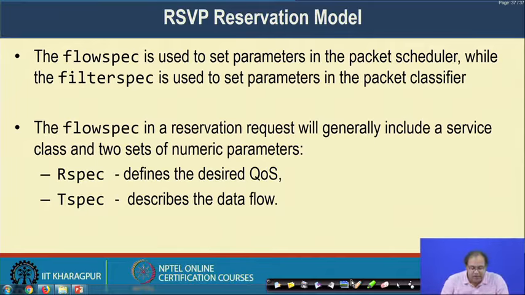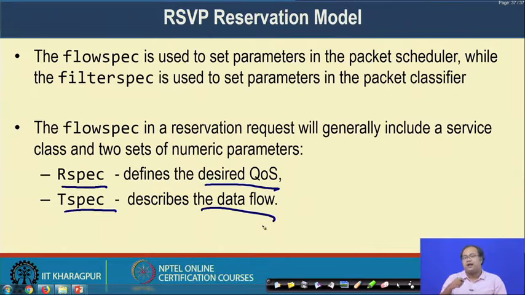Now, this flow spec is a reservation request, and it generally includes a service class and two sets of numeric parameters, one called the R spec and another called the T spec. So, the R spec defines the desired quality of service and the T spec defines the data flow, that is, which particular packets of a flow you are going to consider.